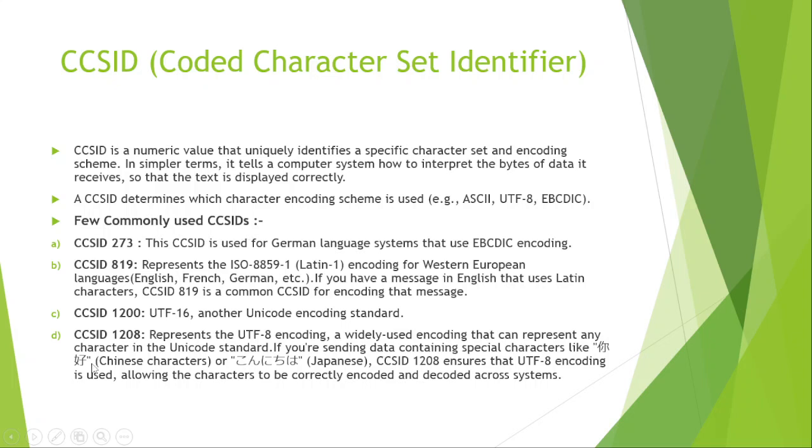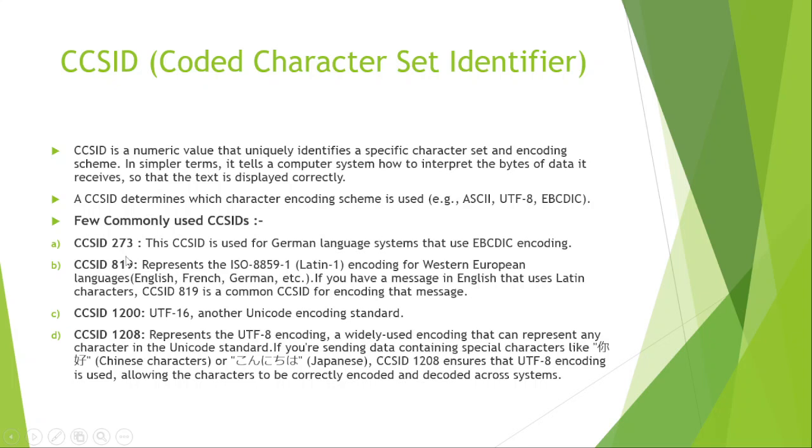Although there are lots of encodings, a big list that you can search on the internet, the most commonly used are these four encodings that I have listed here. Among them, 1208 is the most used and is widely used in the IT industry. CCSID 273 is especially used for the German language. So if you want to do encoding and allow only German characters, you can specify CCSID 273 in the encoding.